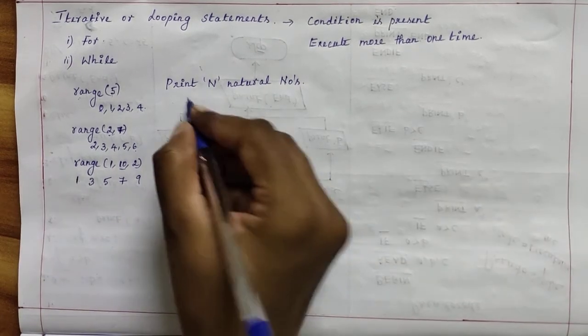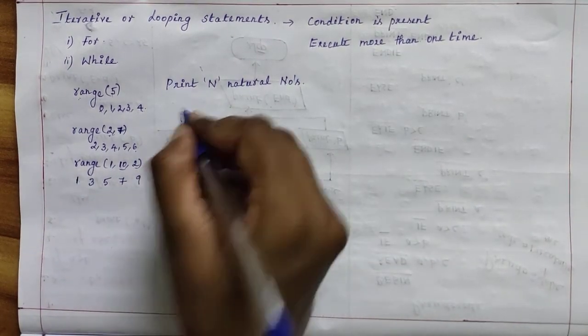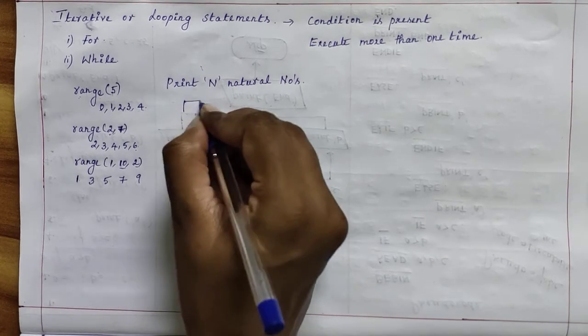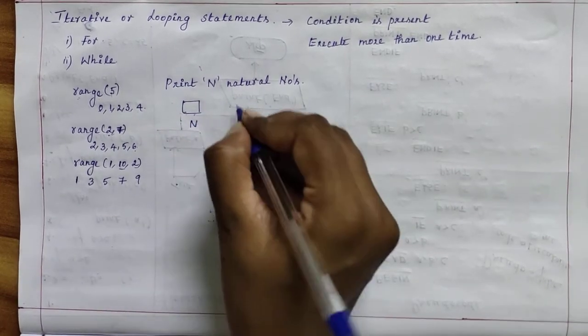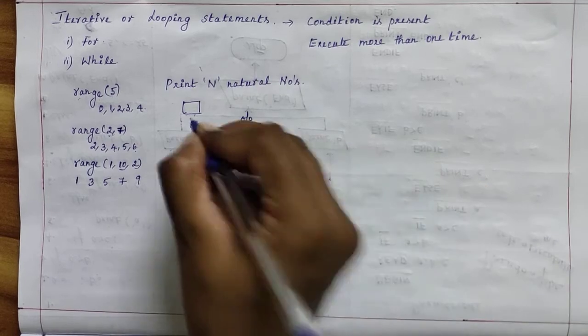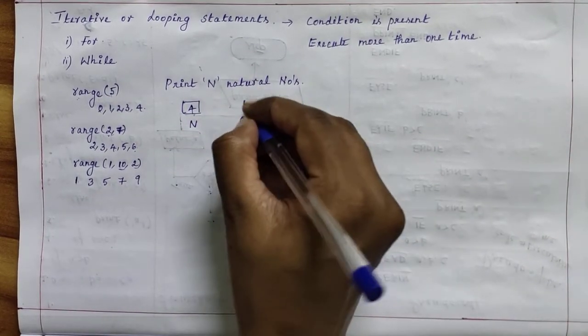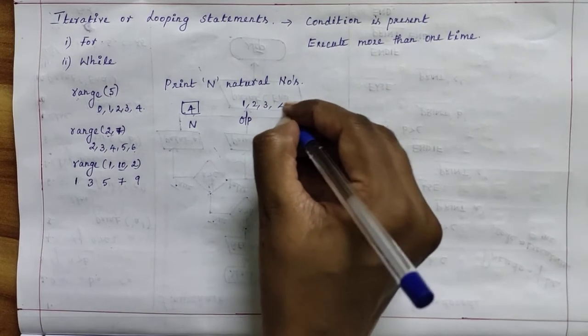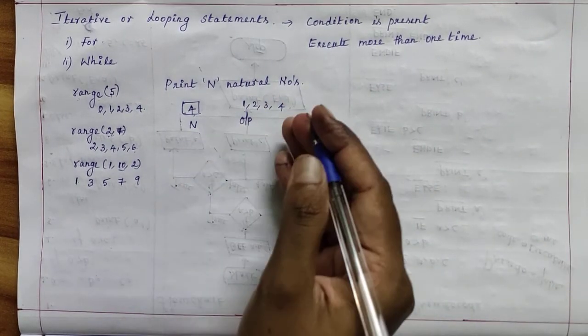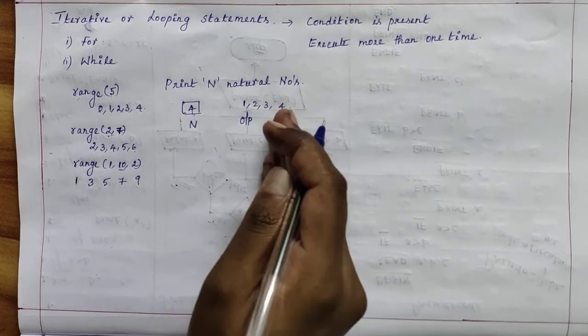I'm going to give the value for n. So what is the input? The input is we have to give some value for n, and what is the output? For example, I'm going to give the value as 4. So what's the output? 1, 2, 3 and 4. So this is the input and this is the output.